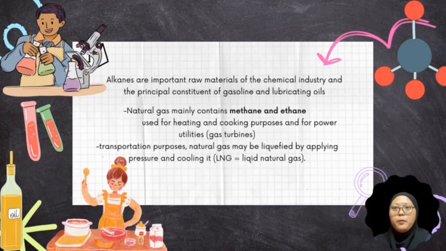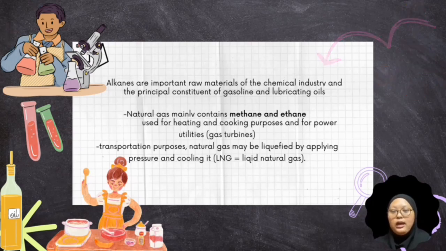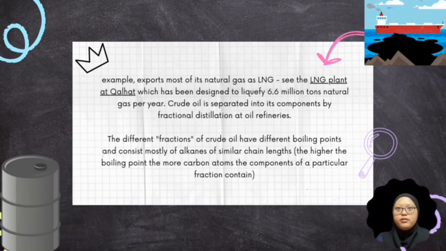Alkanes are important raw materials of the chemical industry and the principal constituent of gasoline and lubricating oils. Natural gas mainly contains methane and ethane, basically used for heating and cooking purposes and for power utilities such as gas turbines. For transportation purposes, natural gas may be liquefied by applying pressure and cooling it, which we call LNG, meaning liquefied natural gas. For example, see the LNG plant at Bintulu, which has been designed to liquefy 6.6 million tons of natural gas per year.